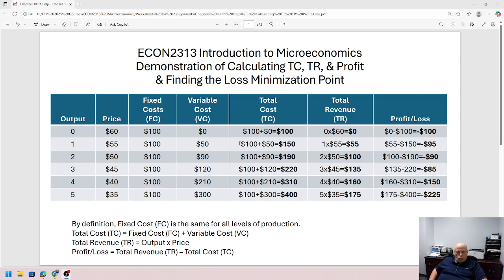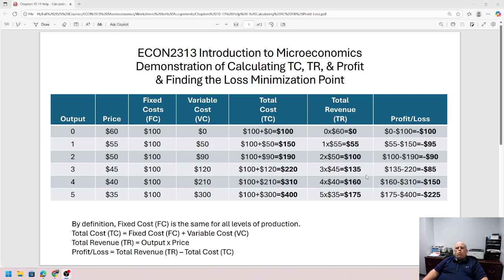Then on the second row, it's going to be your 1 rate of output times the price, which is $55. So our total revenue is $55. So you do that all the way down. It's just your output times your price. So basically you're multiplying these first two columns together as you go down through the table. Okay, so just output times price.